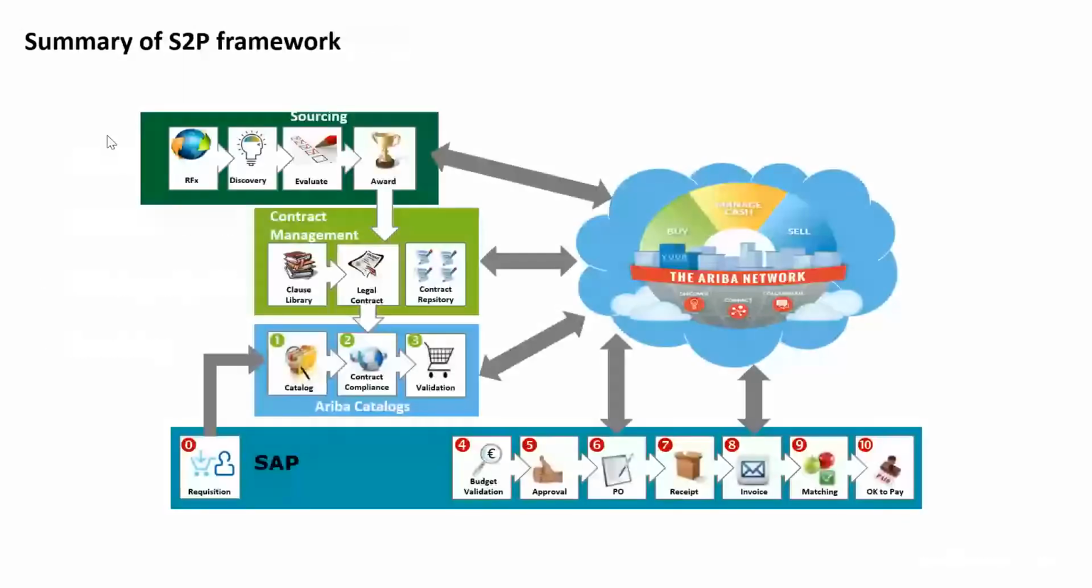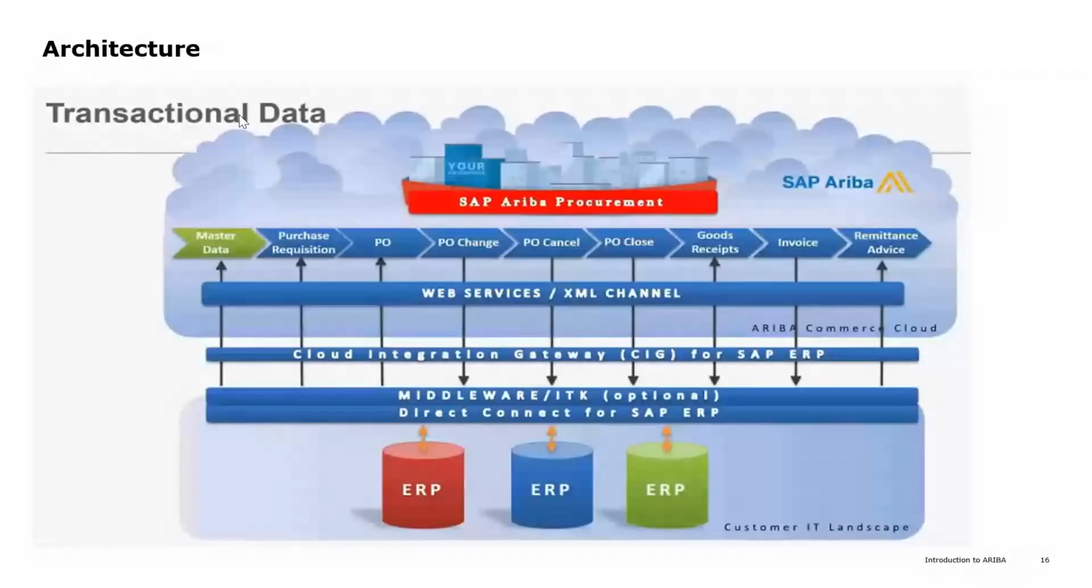Okay, and the next thing, this is the complete P2P cycle, from sourcing to payment. This is the total architecture, how the transactions would integrate with SAP and Ariba. We will see it in the integration. Integration, we cannot see completely because we don't have the integration. CAG is not there. I am explaining to you what is CAG.